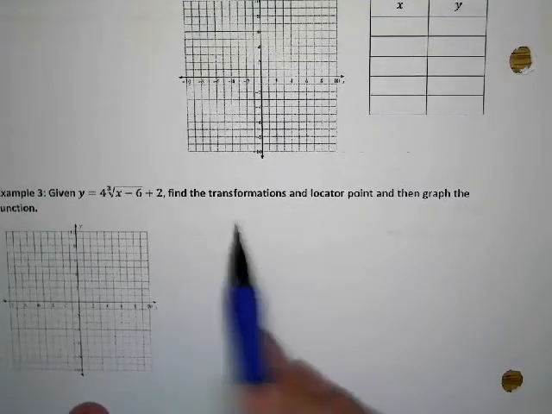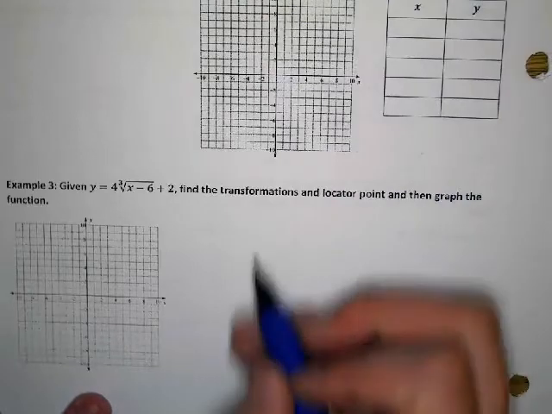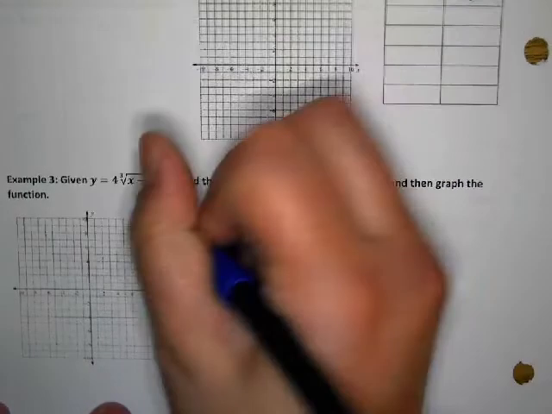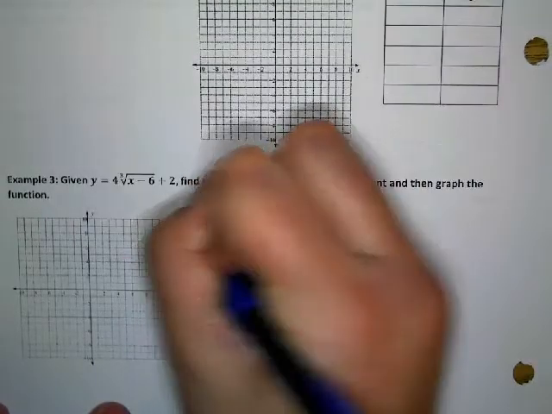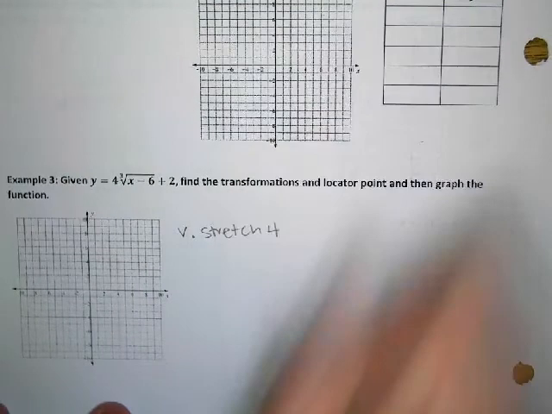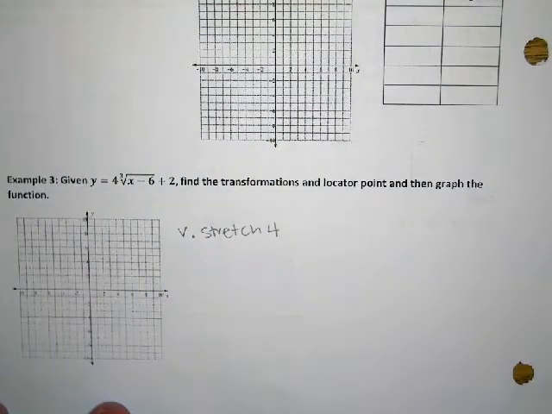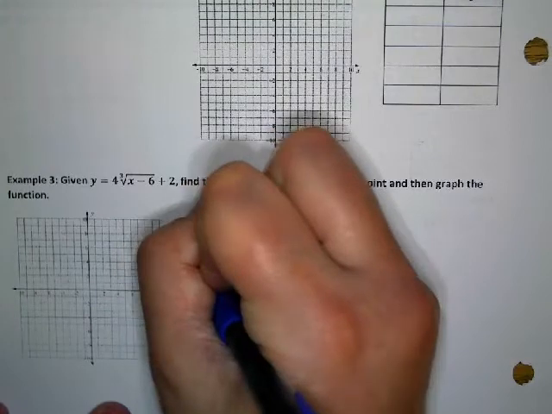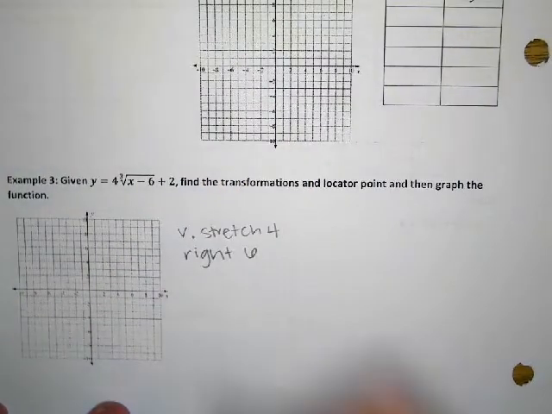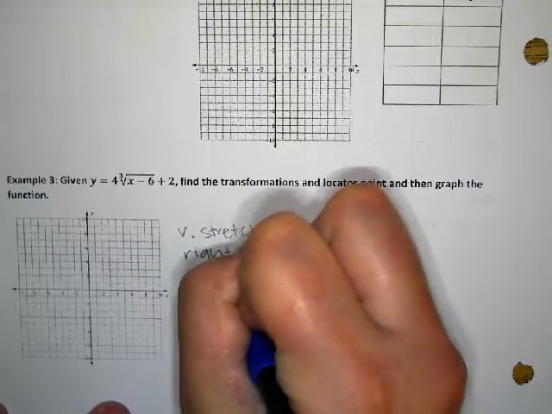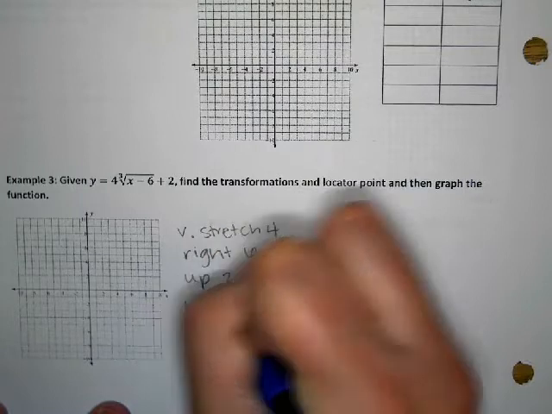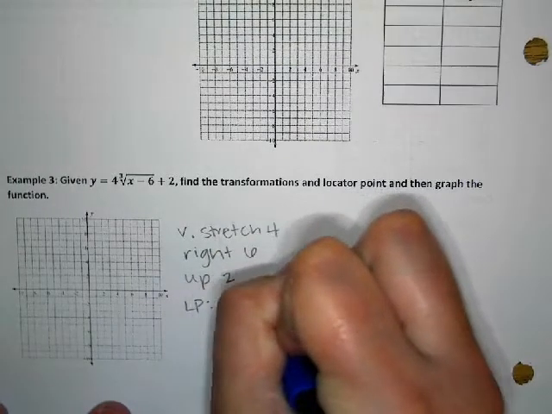Find the transformations and the locator point. Okay, so what are the transformations? Okay, vertically stretched by 4. Okay, what else? Right 6, okay. Up 2. Okay, locator point is 6, 2. Okay.